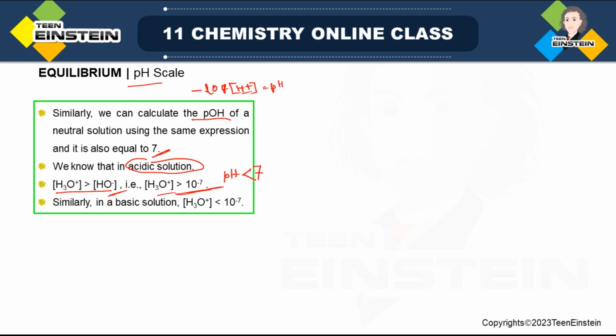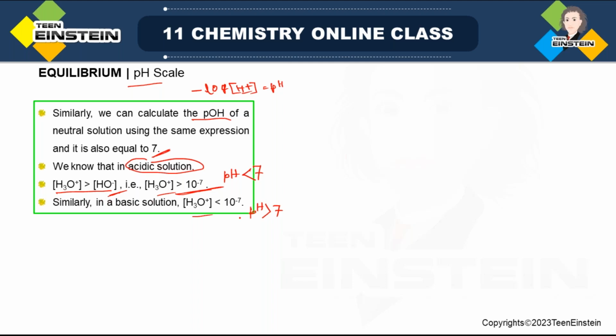Similarly, when it is a basic solution, the concentration of H3O plus will be lesser than 10 to the power minus 7 because now HO minus concentration is greater. So when it is a basic solution, pH will be greater than 7. And if you are writing in terms of pOH, it will be completely reversed. But the general convention that we follow is mostly to express the concentration of H plus in terms of pH.